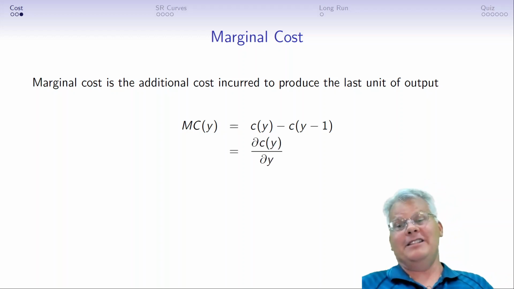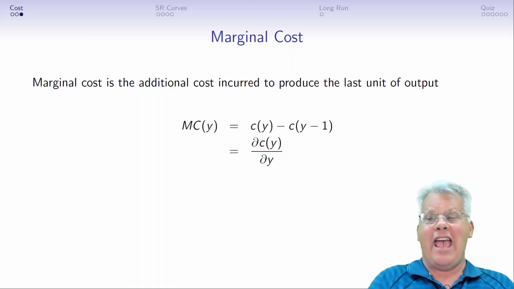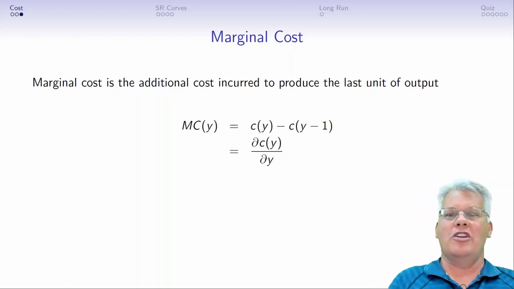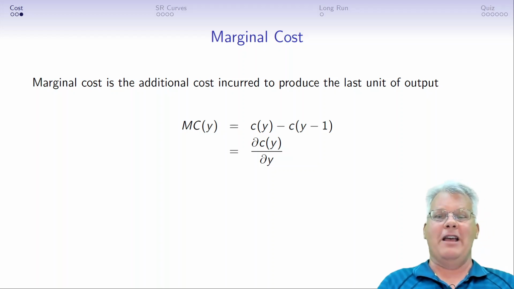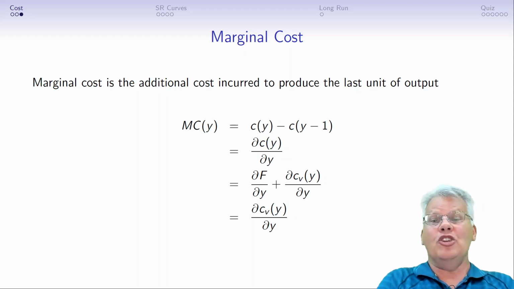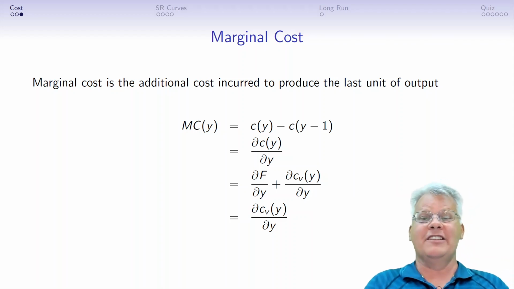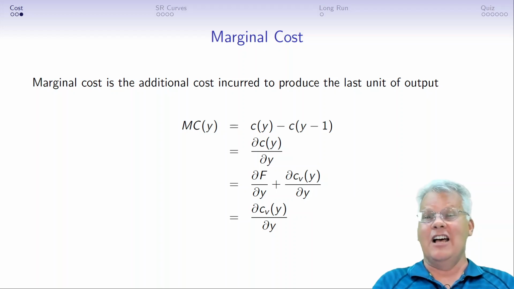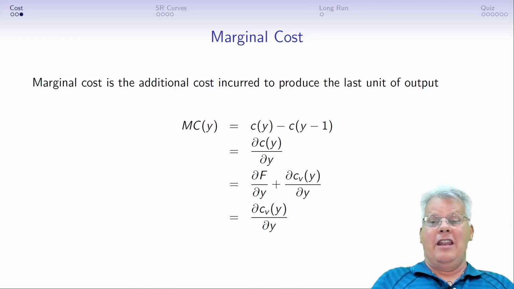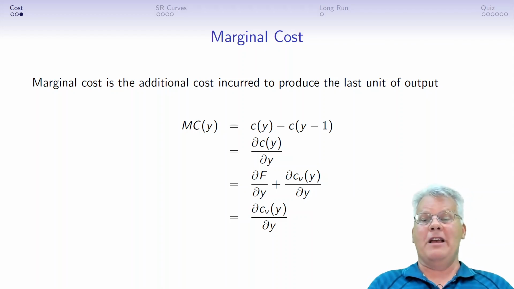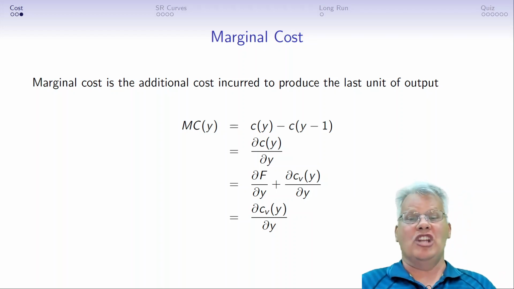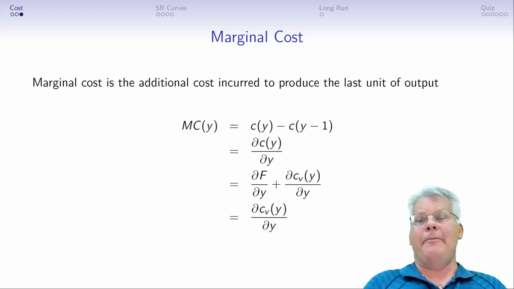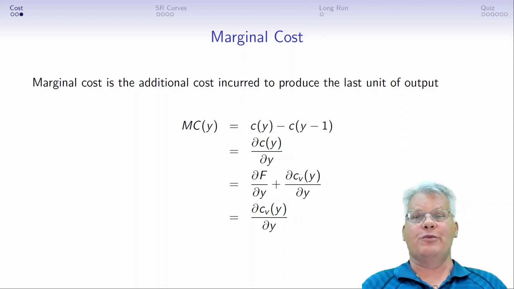But since this is a calculus-based course, the natural way to compute marginal cost would be differentiating costs with respect to output. If I substitute in the definition of total cost having fixed components and variable components, you remember the derivative of a sum is the sum of the derivatives, and the partial of fixed costs with respect to output by definition is 0. Fixed costs by definition do not change in output, so that term drops out and I'm left with marginal cost being the derivative of variable costs with respect to output.